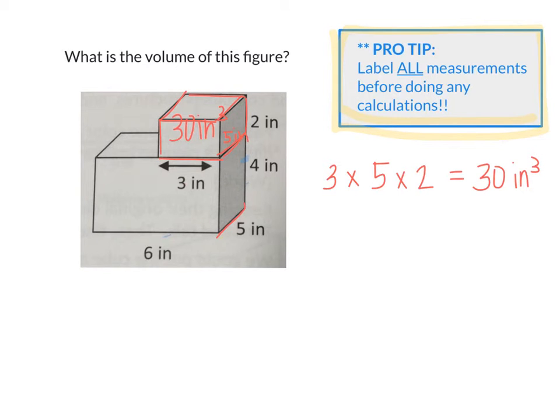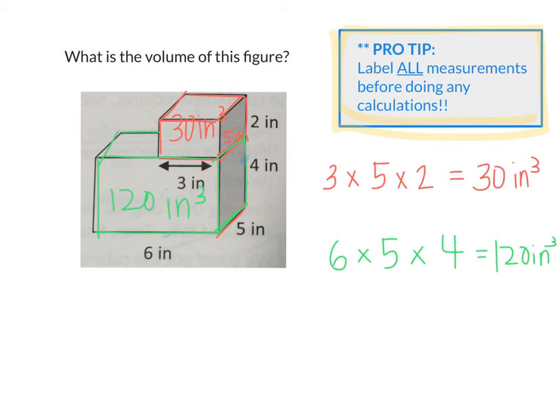Now we need to find the volume of the bottom section. We need the length. Do we have it? Yeah. 6 inches. We need the width. Do we have it? Yeah. 5 inches. We need the height. Do we have it? Yeah. 4 inches. What's 6 times 5? 30. Okay, times 4 is 120. 120 cubic inches. So we now know that the volume of the bottom part is 120 cubic inches.